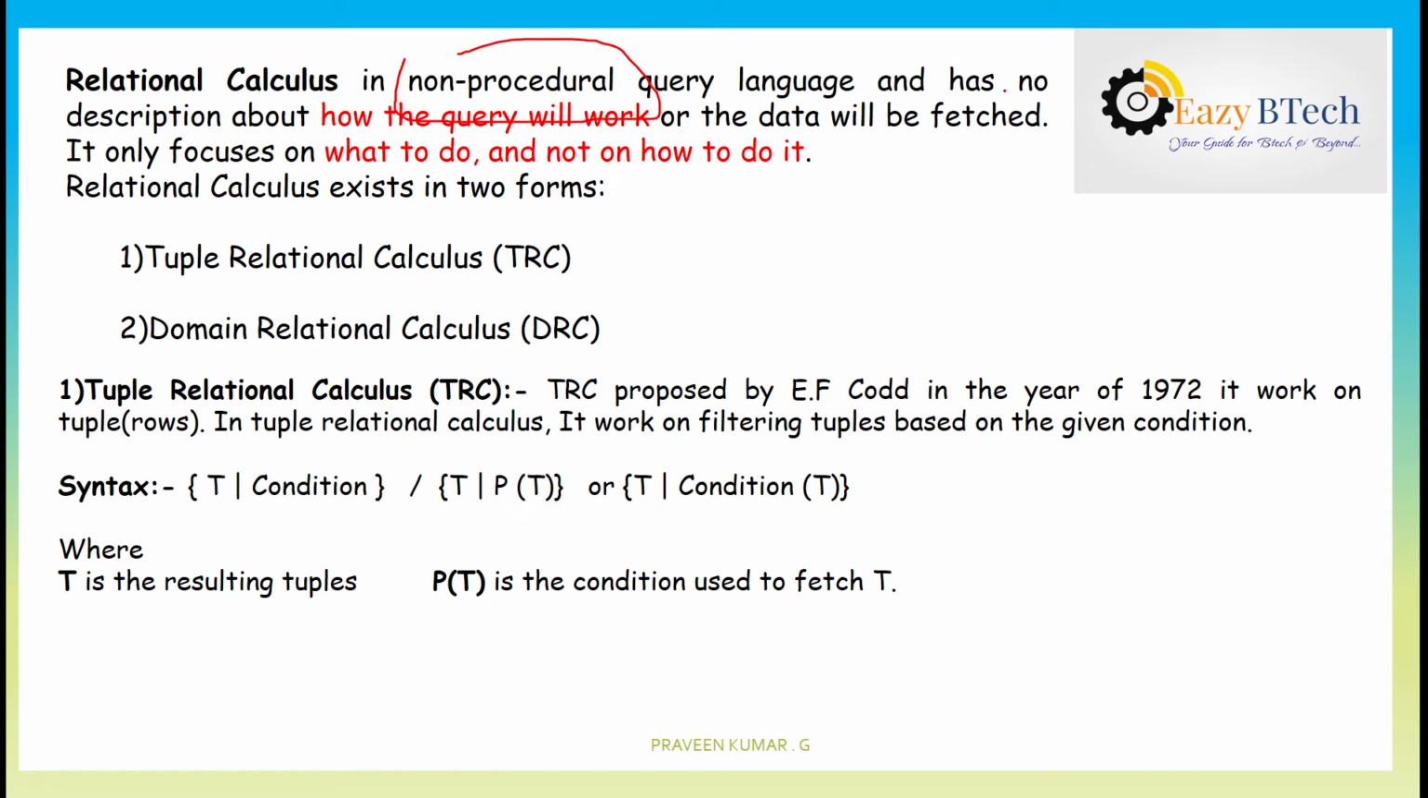What is a non-procedural query language? We do not specify any steps. We just directly give the query. Okay, I want only rule number 505. We do not specify that 505 is a boy.